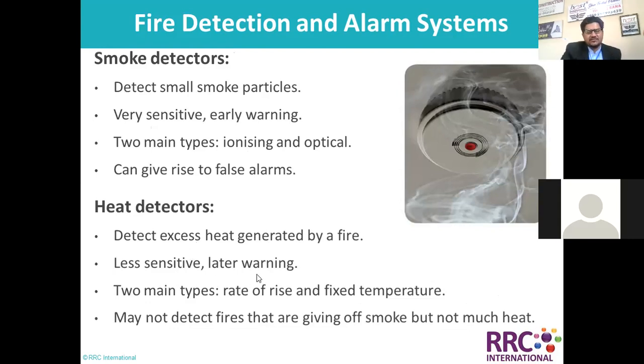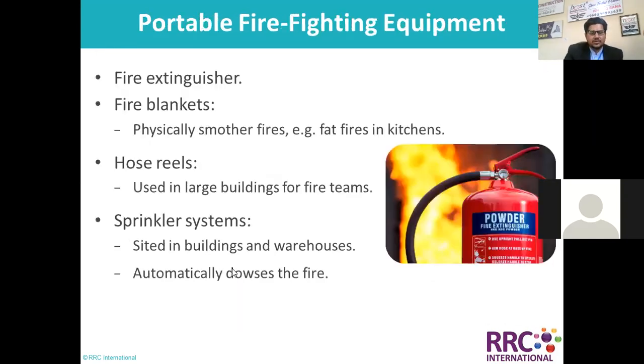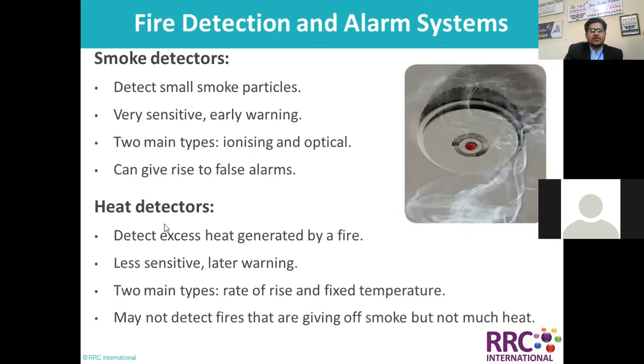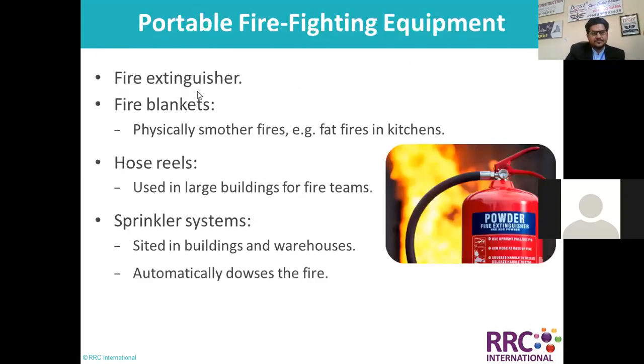Even though it is less sensitive, it gives a later warning. There are two main types, rate of rise and fixed temperature. Many fires give off smoke but not much heat, so be careful where you place heat detectors and where you put smoke detectors. Normally the heat detectors are used in the kitchen also.